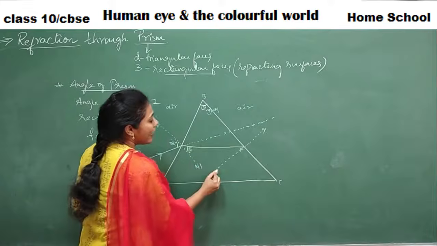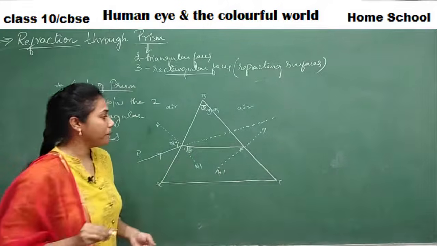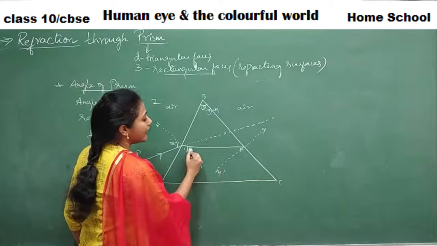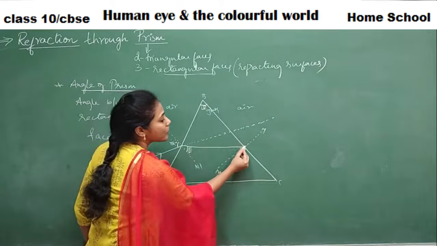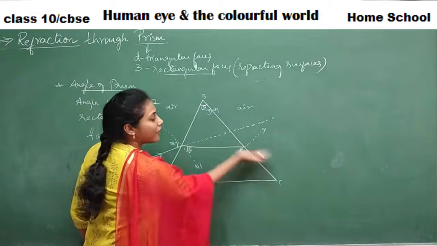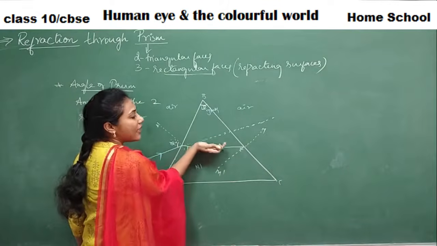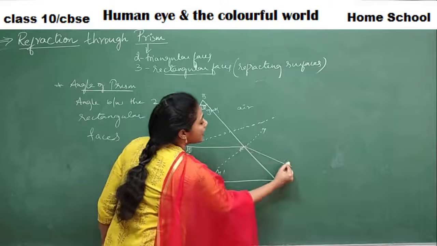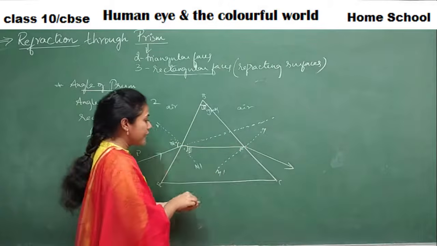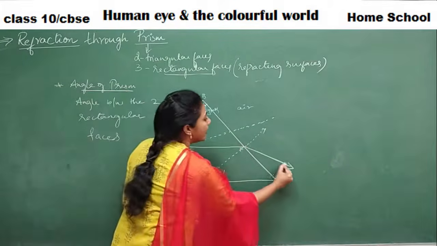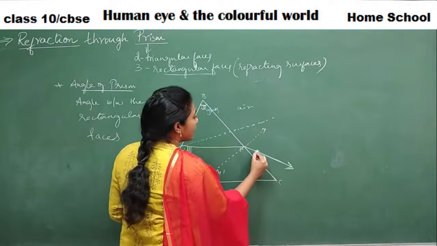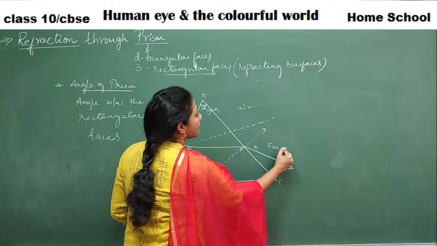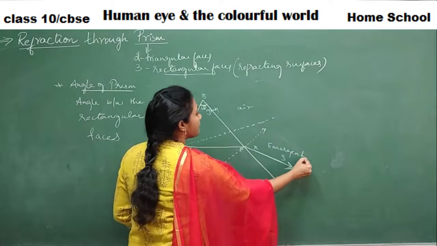So M dash is our normal. Okay, so this is the refracted ray. EF is the refracted ray, and it is going where? It is going away from the normal, because the light is going from denser medium to rarer medium, something like this. Okay, and this ray we call it as emergent ray. Okay, RS is called emergent ray, right?